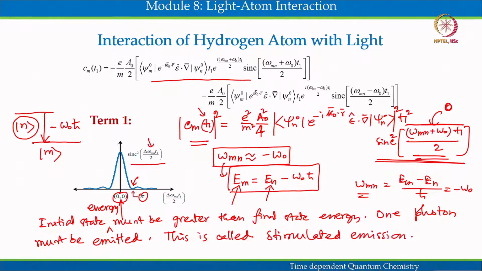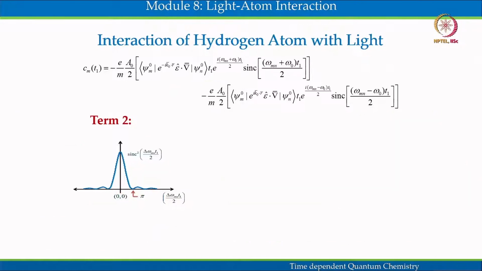So what we are seeing here, the first term which we have got, it is indicating a behavior of stimulated emission, and stimulated emission is possible only when this entire term within the cardinal sine function has to be very close to 0, and if we consider 0, it means that one photon will be emitted. Let's look at the second term.